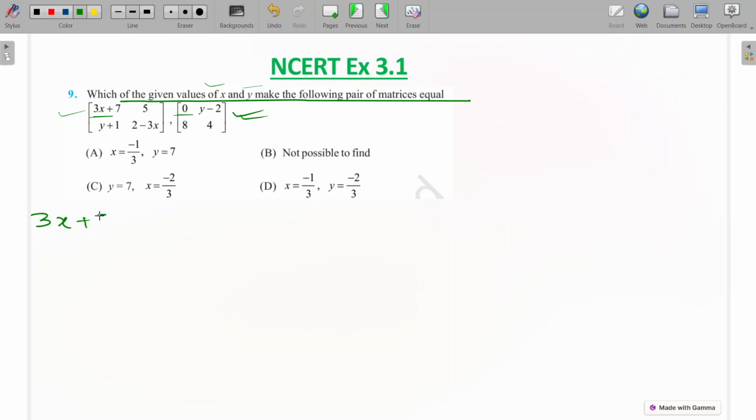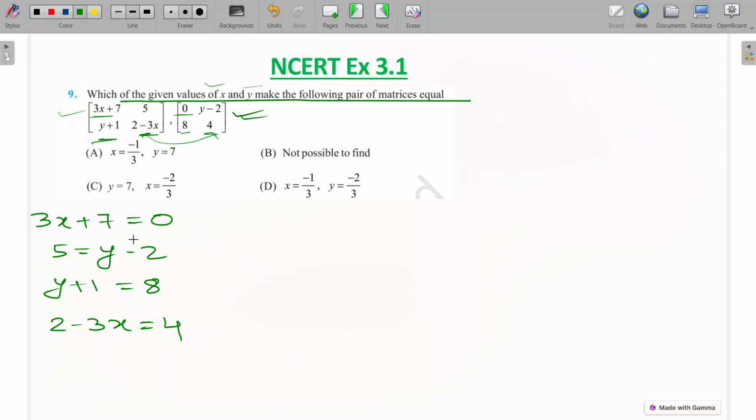3x plus 7, we will write all the equations first. 3x plus 7 is equal to 0. 5 is equal to y minus 2. Here we can see y plus 1 is equal to 8. And here 2 minus 3x is equal to 4. This one is equal to this one. 2 minus 3x is equal to 4. So from this equation only we can see that x is equal to minus 7 by 3. Yes, x is equal to minus 7 by 3.